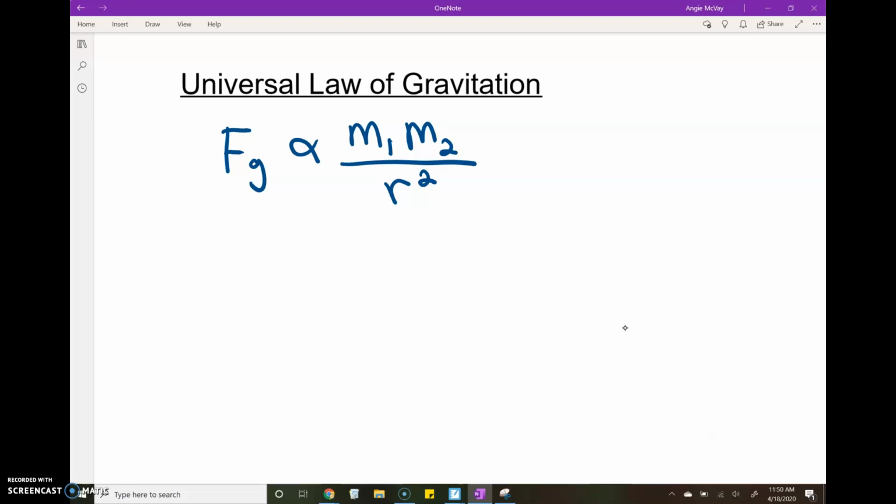A way to write this fully is Einstein said these two values weren't proportional, but there's an additional constant that makes the two values equal. Okay, and so he uses this capital G as a proportionality constant.